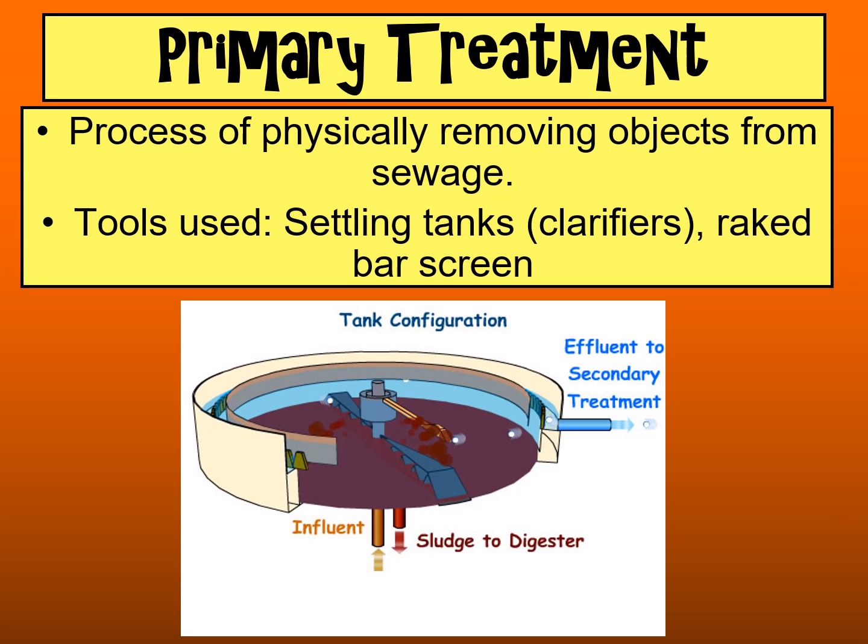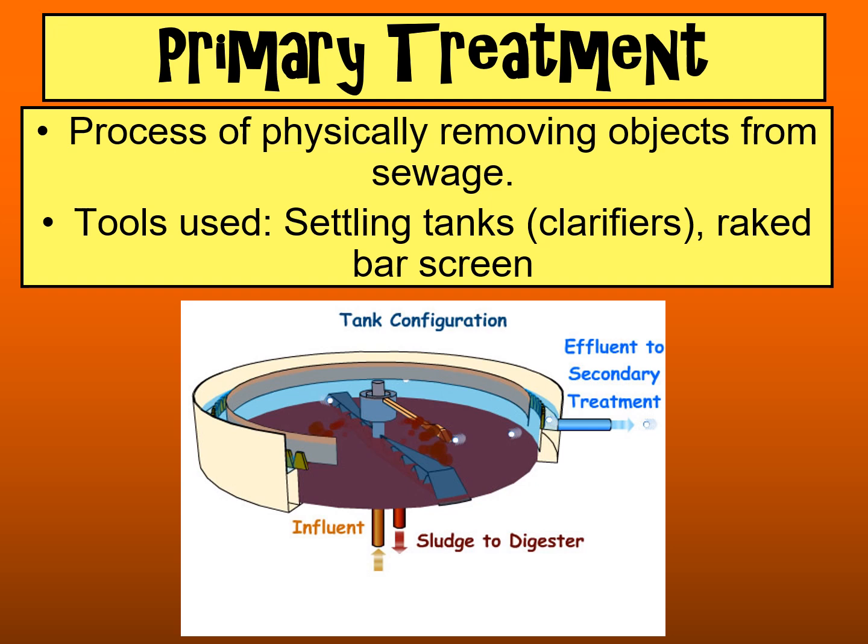The first step of wastewater treatment is primary treatment. And primary treatment involves the physical removal of objects that are coming from the sewer lines. So some of the tools that are used are settling tanks. They allow that sewage water to sit, and then anything that's heavy goes down to the bottom and is scraped out of the settling tank. Anything that's buoyant will float to the top and then is removed. And those things that are removed will usually end up in a landfill.